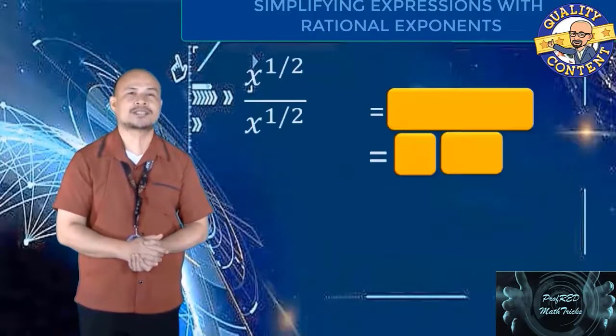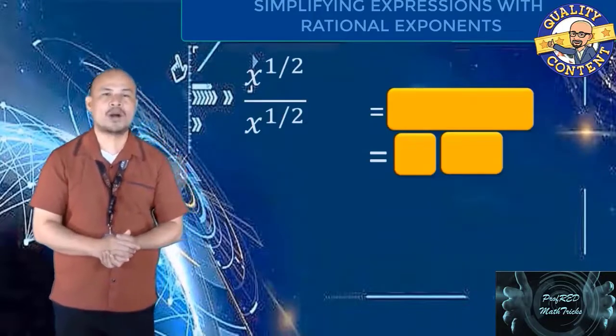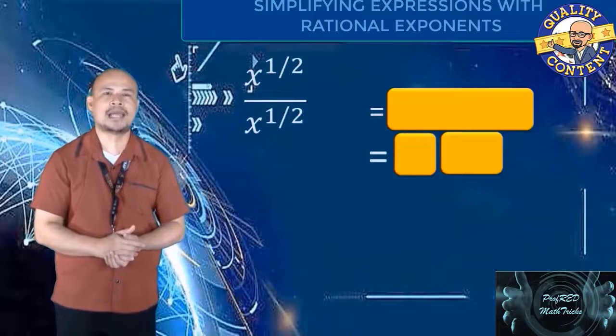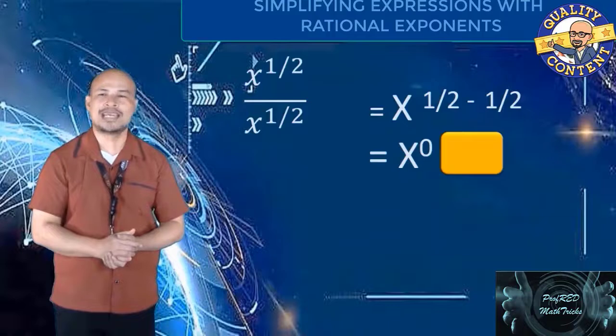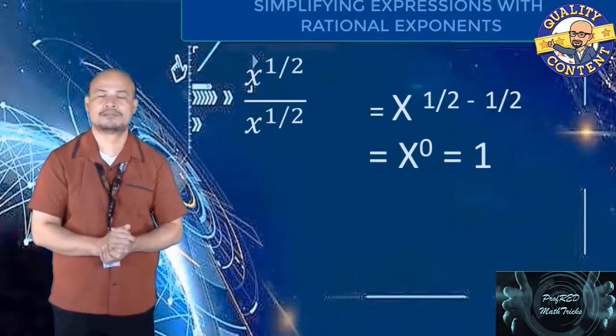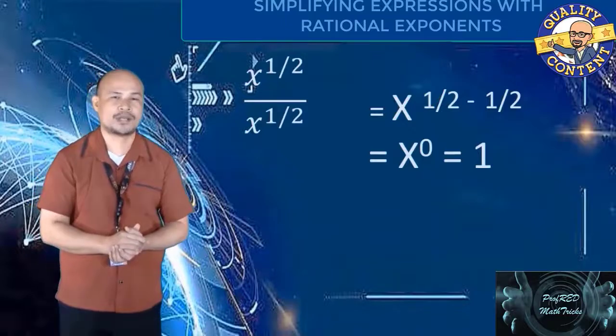In addition, x to the power of 1/2 divided by x raised to the power of 1/2 is equal to x raised to the power of 1/2, where the exponent 1/2 is subtracted by 1/2, resulting to x raised to the power of 0 equals 1. What is the operation involved? Is the numerator same with the denominator? Why exponent becomes 0? What happened to x with 0 exponent?